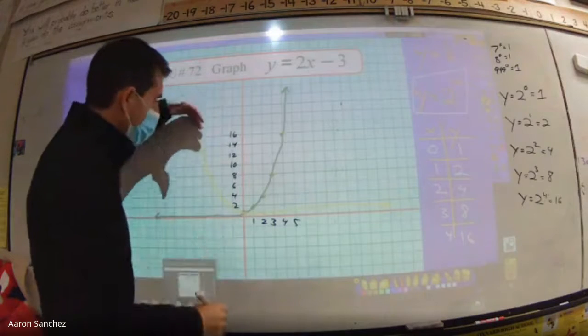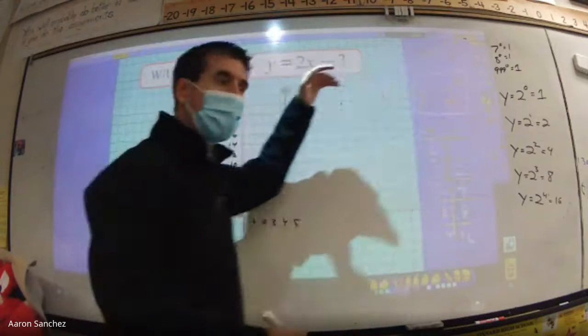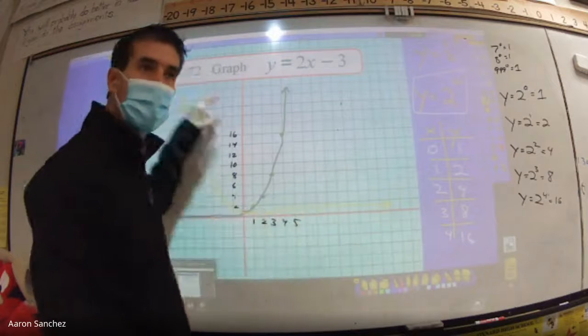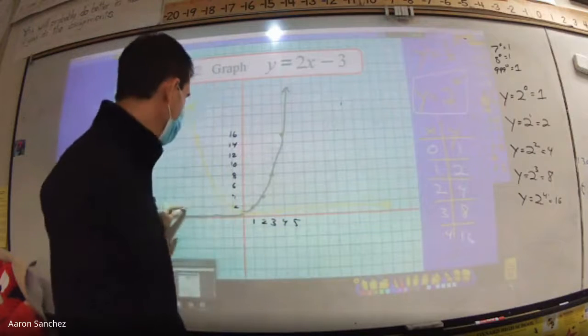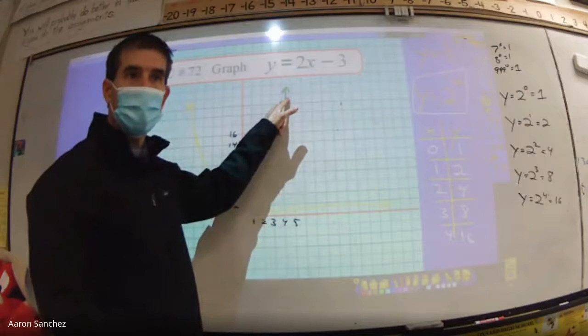If it's a fraction, it's going to go in this direction. If this is a fraction, it's going to go in this direction and get smaller. Starts big, goes small. If it's a whole number, starts small and goes big. Okay?